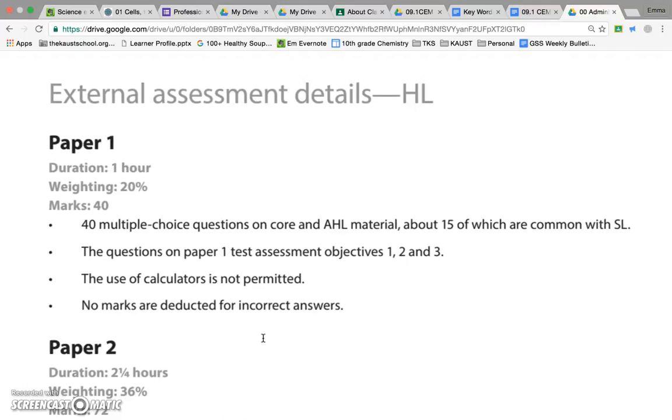If you are HL, your paper will be a bit longer. It'll be 1 hour, 20% weighting and 40 marks, so that's 40 questions. 40 multiple choice questions on core and the higher level, and about 15 which are going to be the same as the SL people. It'll still be assessed on the objectives 1, 2 and 3, and again you can't use calculators, and again you won't get any points deducted for incorrect answers.